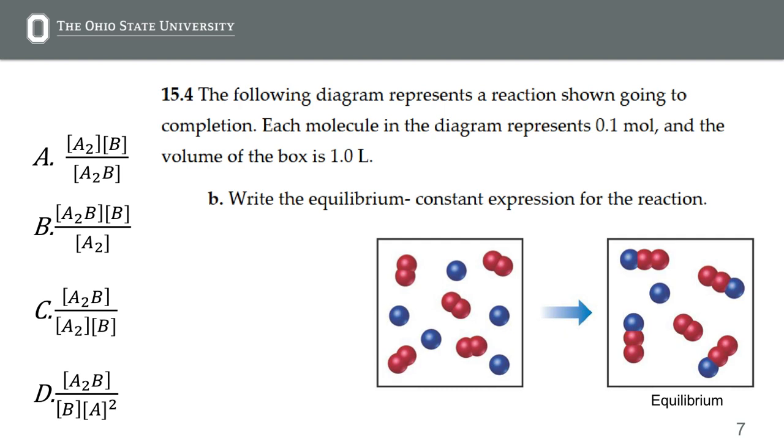Okay, then if we had A2 plus B in equilibrium with A2B, what is our equilibrium constant expression? Take a look at the 4 options there.